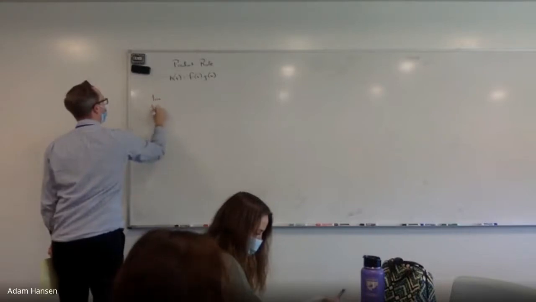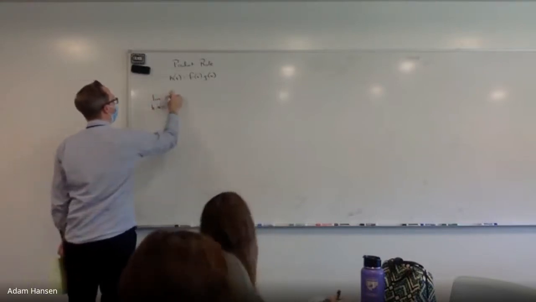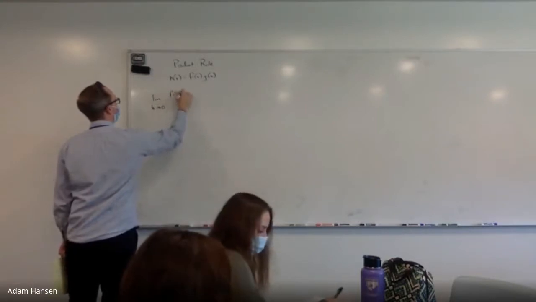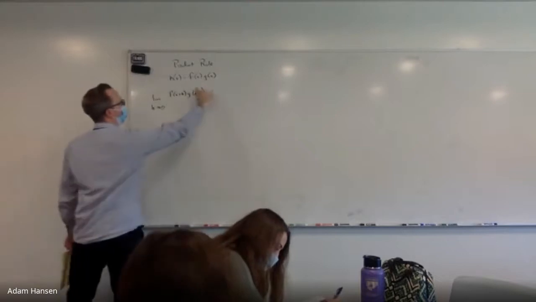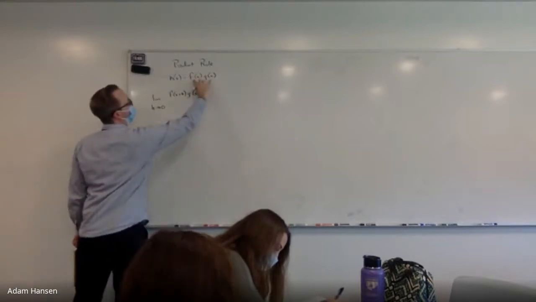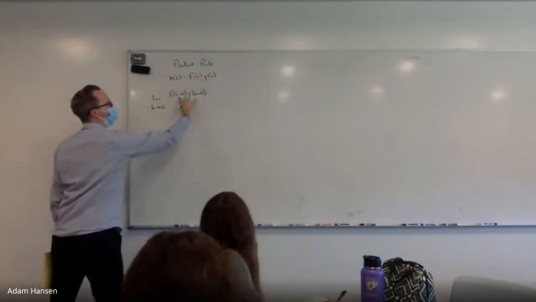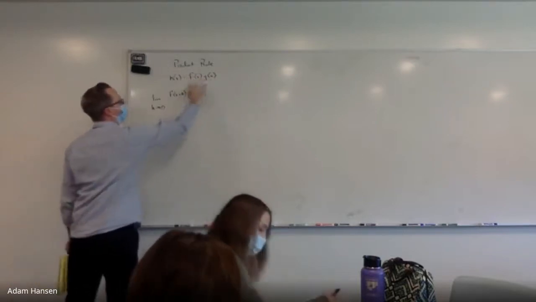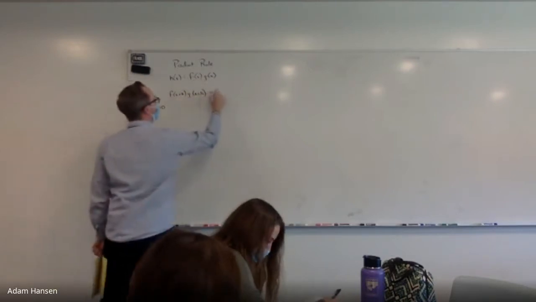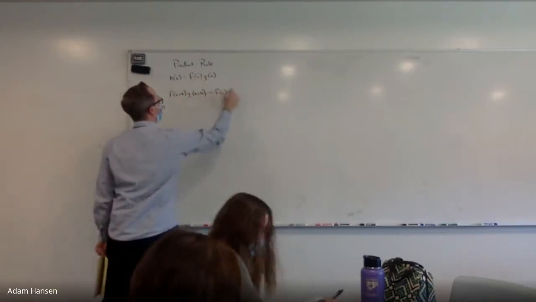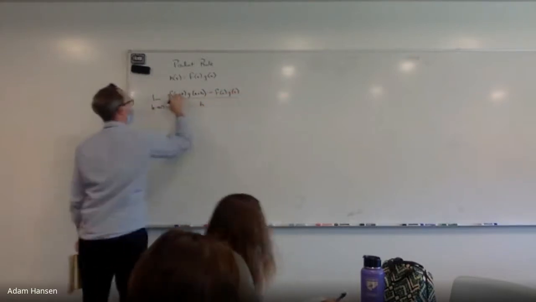Well, using the limit definition, the limit as h goes to 0 of f of x plus h times g of x plus h. I'm trying to find the derivative of f of x times g of x using the limit definition. So the first step is to take our function and substitute in x plus h, minus f of x times g of x, all divided by h.